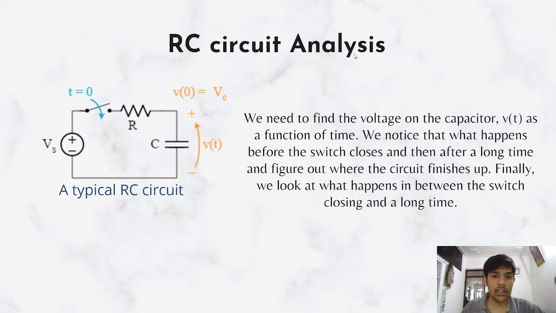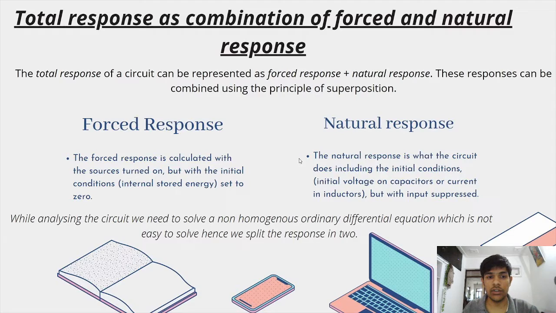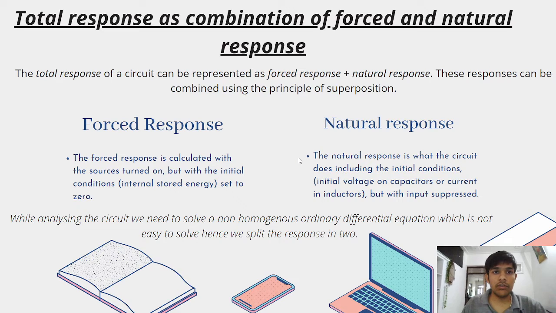So, doing some circuit analysis, assuming that the switch is open for t less than 0 and the capacitor had some initial charge which created a voltage V naught over the capacitor. While we close the switch at t equal to 0, we will notice what happens to the current and voltage as soon as we do so. In order to find that, we make the total response a combination of forced and natural response of the step circuit.